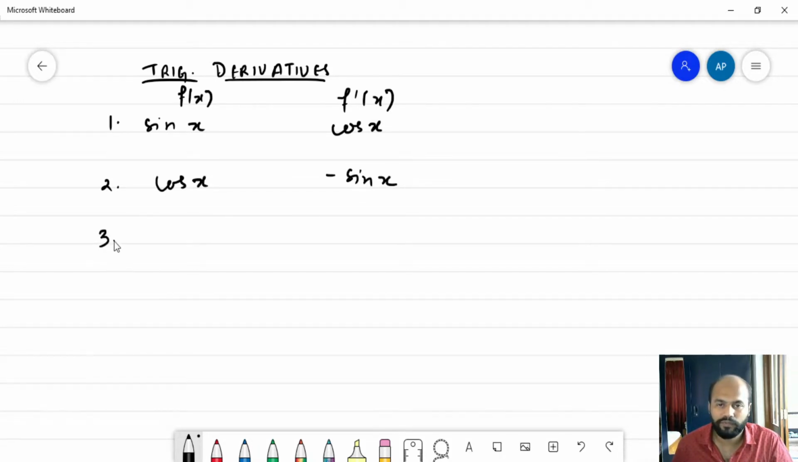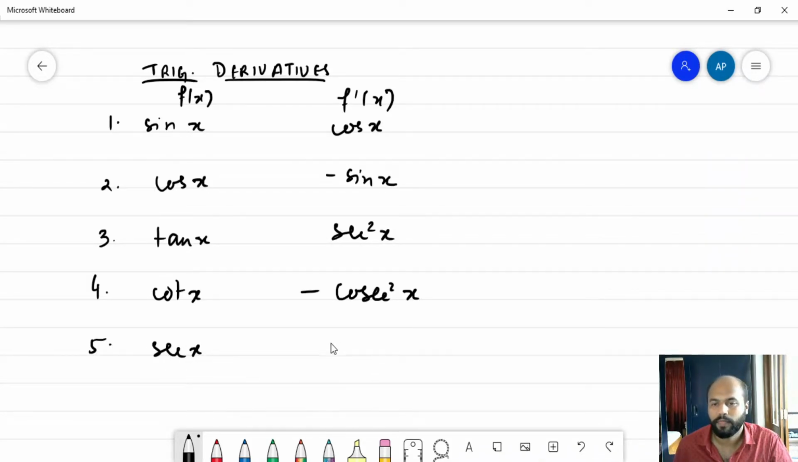The derivative of tan x is going to be sec square x. The derivative of cot x is going to be minus cosec square x. The derivative of sec x is going to be sec x tan x. The derivative of cosec x is going to be minus cosec x cot x.